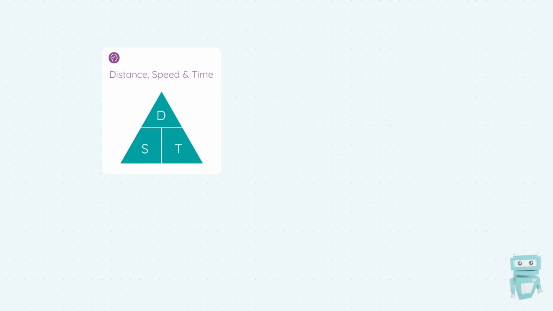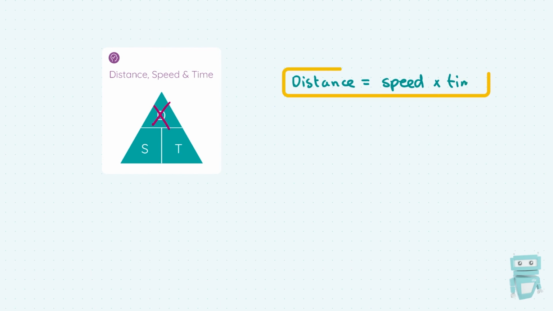Say I want to find the distance something has travelled. I will cover the letter D, and here I'm left with S and T beside each other. And because they're beside each other, in maths typically, numbers and variables beside each other means to multiply them, and that's exactly what we're going to do. I'm going to say that the distance here is going to equal speed multiplied by time. And that's the distance formula.